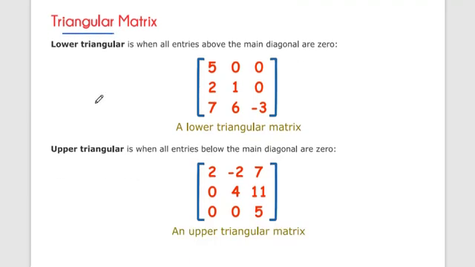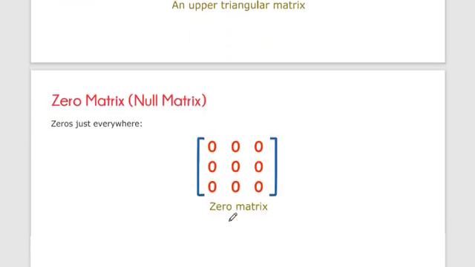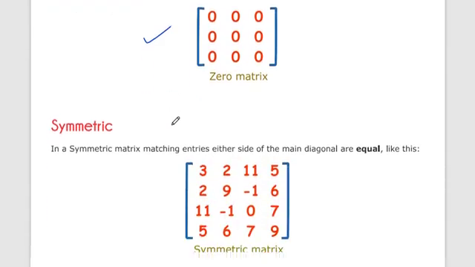Triangular matrices have two types, lower and upper. Lower triangular has values in the lower triangle and all other elements are 0. And upper triangular has values in the upper triangle and other elements are 0. Zero matrix: all elements are 0.